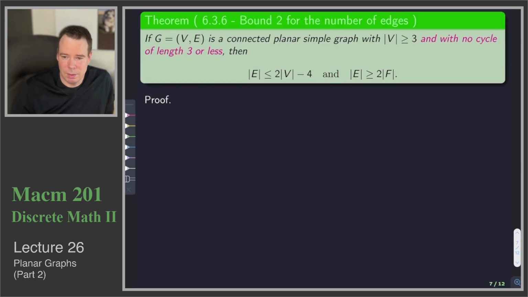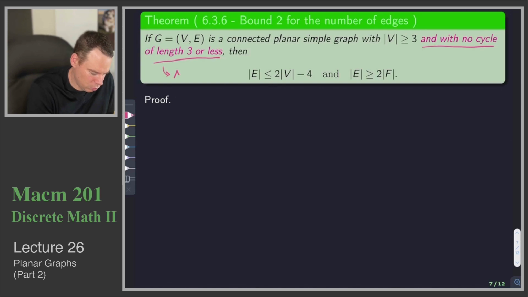Well, what do we know about K33? Well, it is triangle free. There are no cycles in it of length 3 or less. So maybe we can use that to our advantage. So I'm going to write that down, that this statement here, with no cycle of length 3 or less, is what we call triangle free, because we're thinking of a 3 cycle as a triangle. So if we've got a connected planar graph with 3 or more vertices and it's triangle free, then the number of edges has to be bounded above by 2v minus 4 in this case. Let's see why that's the case.